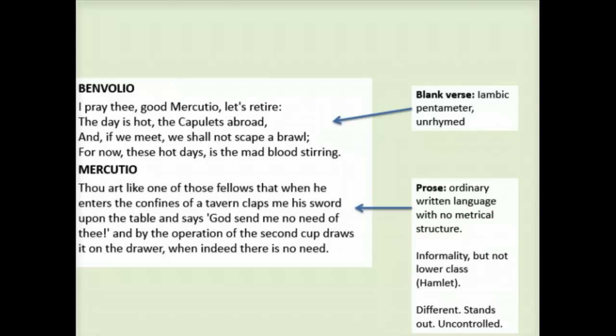And this is a sign of informality in Shakespeare's work, not of lower class, because in his plays, for example in Hamlet, Hamlet himself often talks in prose, but it shows that he is different, he stands out from the rest, and his language use is uncontrolled and unpredictable. And of course all of that is a reflection of the character of Mercutio. He is different, he does stand out from the rest, he is uncontrolled, and he is unpredictable. So the actual form of writing and the use of language here reflects the type of character that Mercutio is.